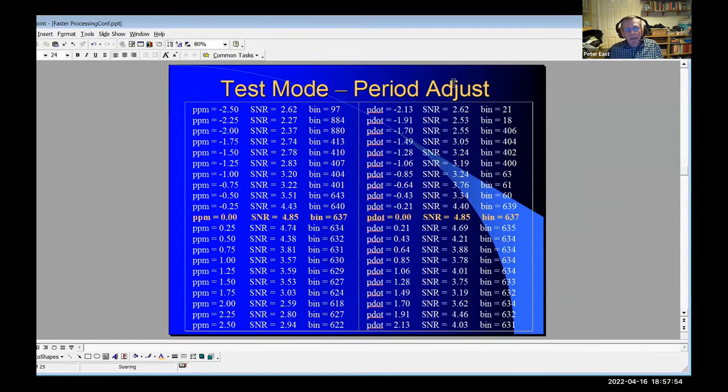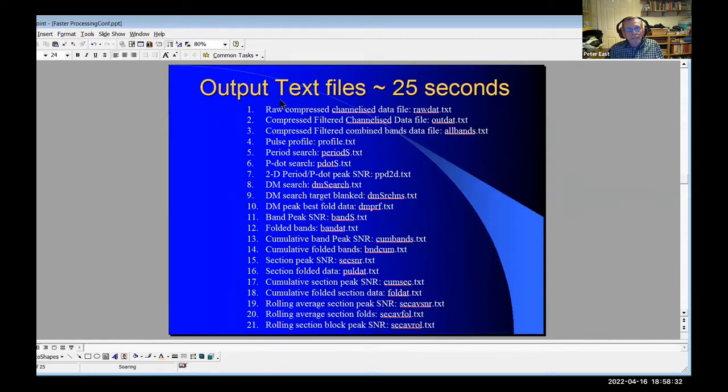This is the test mode with period adjust. If you put a T in where that 0 was, then it prints out what the signal to noise ratio is as you change the period in parts per million. And you can see here you get the maximum of 4.85 at 0, and P dot is the period rate change, and you can see that they're both 0. So there was no adjustment needed here. To run the test mode takes 10 seconds. To get the full output test file, it takes 25 seconds, and it produces all this data.